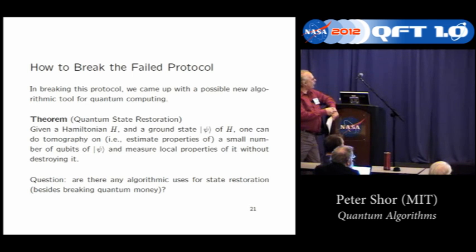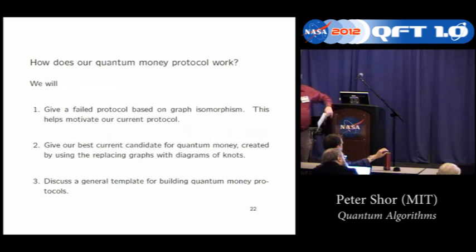But with a Hamiltonian and the ground state, you can do tomography on, say, three quantum bits, on any 3 quantum bits of H and find out what state they're in. So this says, for one thing, that any quantum money is going to have the property that doing tomography on 3 qubits of it doesn't tell you anything about the state in general. And what I'd really like to know is whether there's some other interesting uses for quantum state restoration besides breaking quantum money.